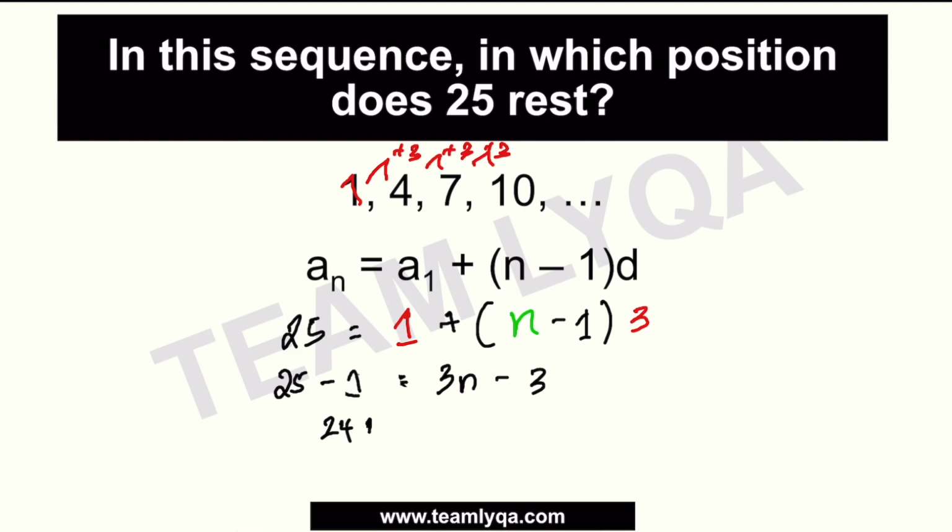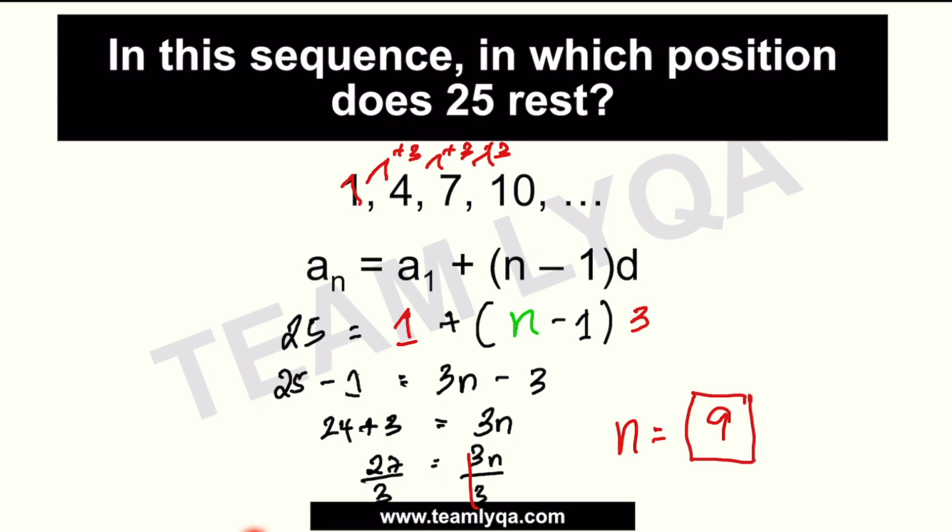This is just basically parang solving for x ha. Kung hindi nyo pa napapanood yung video na yun, ililink ko lang din dito sa taas. 24 is equal to 3n. Now, 24 plus 3 is 27. Is equal to 3n. I-divide natin both sides by 3. Makakancel ito, maiiwan yung n. And 27 divided by 3 is 9. So, ibig sabihin nun, n is equal to 9. Ibig sabihin, ang number na 25 is the 9th term in the sequence.